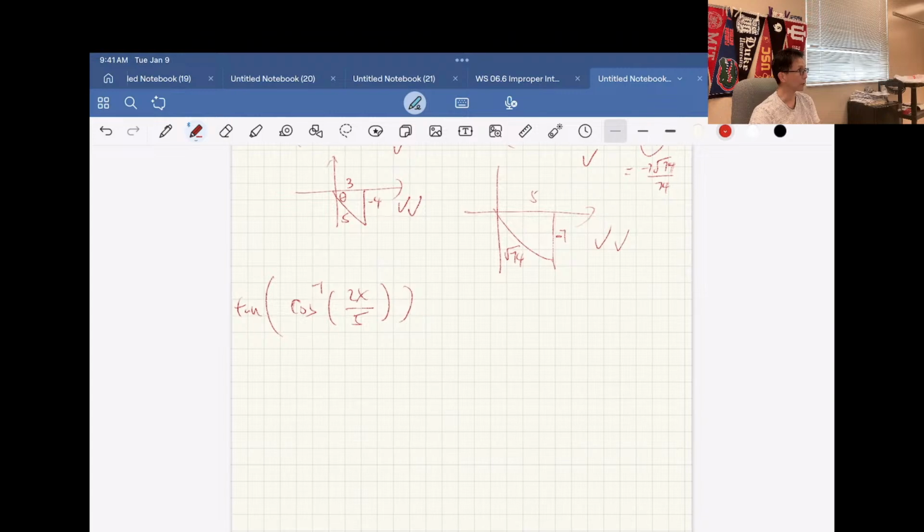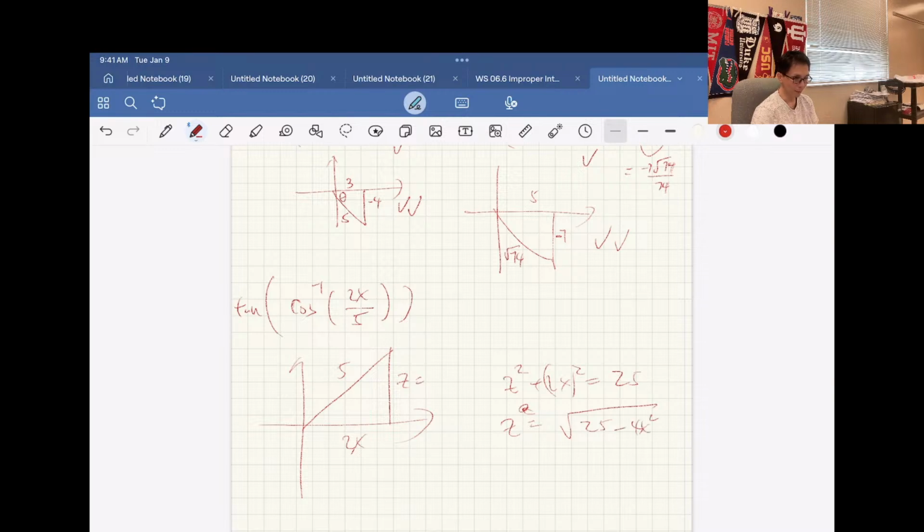You guys remember how to do this? Obviously this one I'm going to do in the first quadrant. This is a 2x, this is a 5. But we need to figure out what z is. What is z? Well, z squared plus 2x squared is equal to 25, so z squared is equal to 25 minus 4x squared. Does that make sense? Did you get that?